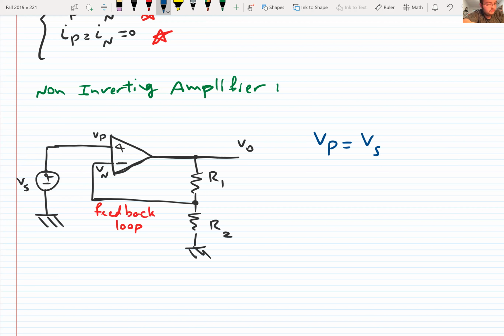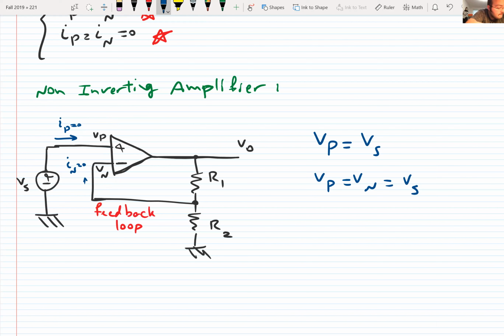Okay, that's the first step. And the second step, what you said: Vp is equal to Vn. So Vp is equal to Vn is equal to Vs. It's very important. You should know this, okay? So don't forget: Vp is equal to Vn equal to Vs. By the way, one thing we shouldn't forget, Ip is equal to 0 and In also is equal to 0. There is no current.